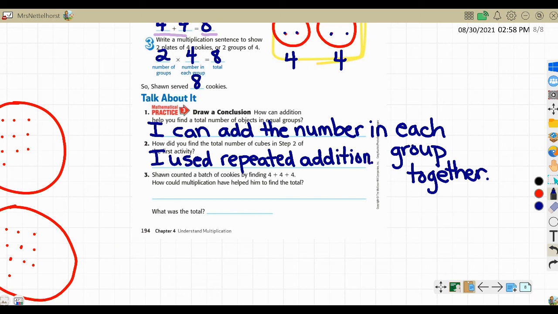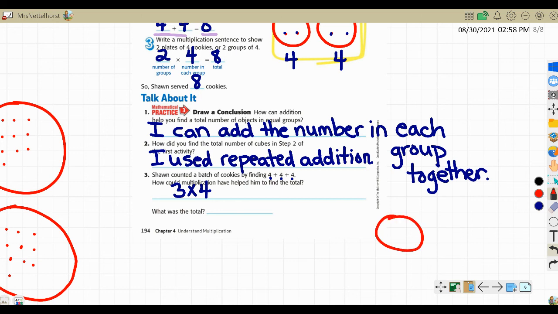Okay, Sean counted a batch of cookies by finding 4 plus 4 plus 4. How could multiplication have helped him to find the total? Well, I see here that he has 1, 2, 3 4s. So 3 groups of 4. So then what would the total of that be? Well, let's do 3 groups of 4.